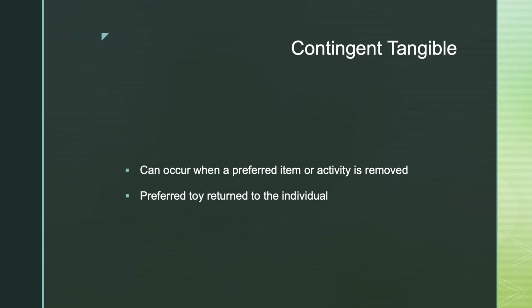So let's say that a student is doing art with another student, and they want the color marker that the other peer is using. They may grab that item out of the peer's hand or aggress towards that peer so they can gain access to that item.